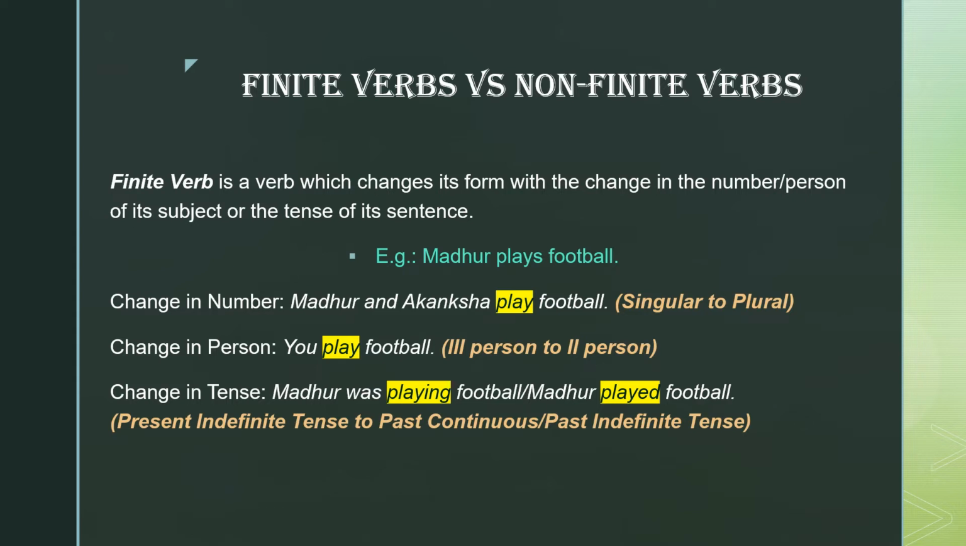There are two people now. Madhur and Akanksha play football. Always with plural subjects, we have a verb that does not have an S or an ES. So Madhur and Akanksha play football. Now if you see, the form of the verb has changed. Earlier it was plays, now it is play.